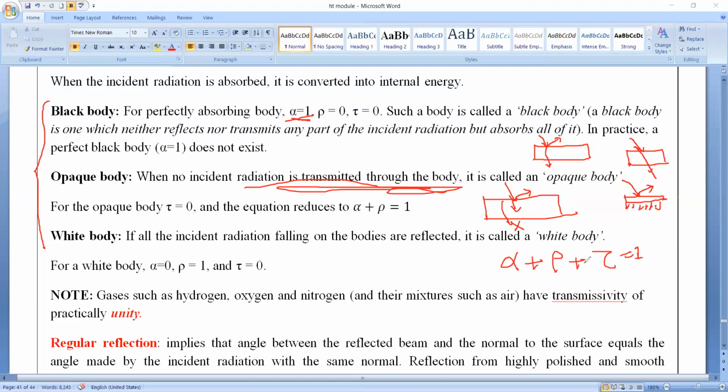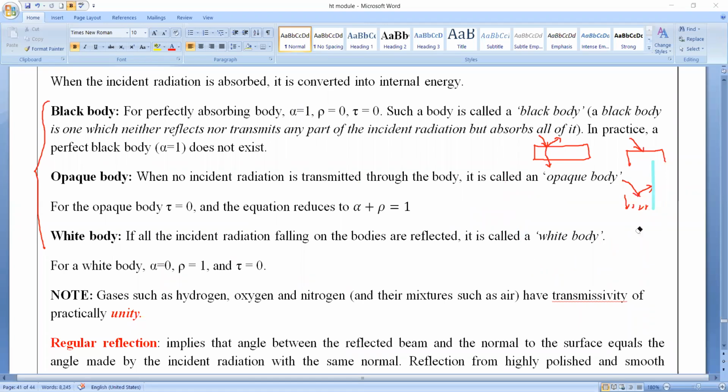But for the opaque body, the transmissivity is equal to 0, and what we get is the simplified form of the equation: alpha plus rho is equal to 1. So this is the condition for an opaque body. Sometimes in competitive exams they will ask which of the following conditions is true for an opaque body. So you should remember that alpha plus rho is equal to 1. Okay, now let's go ahead.